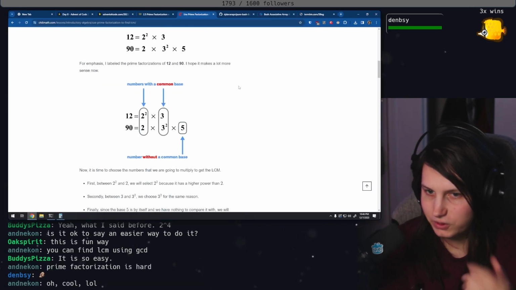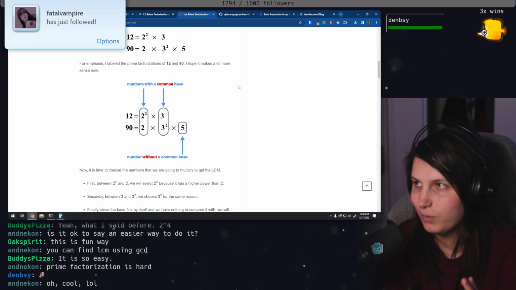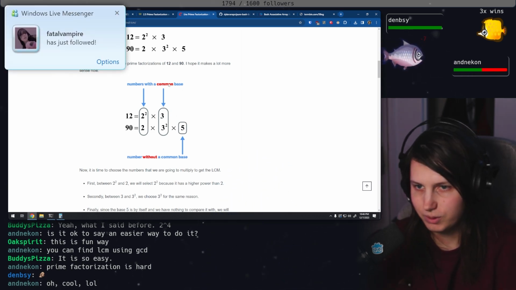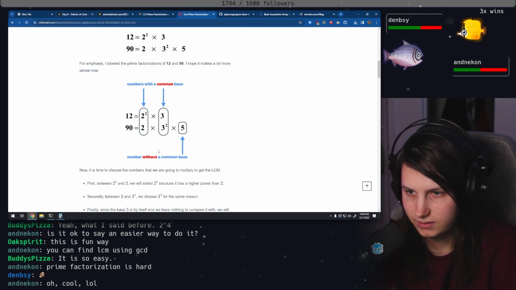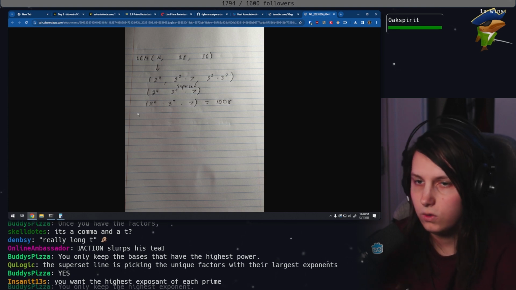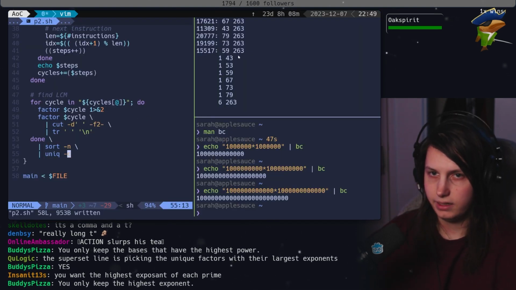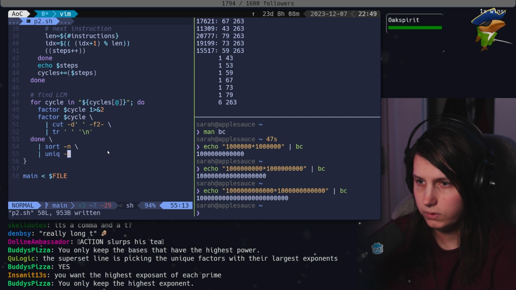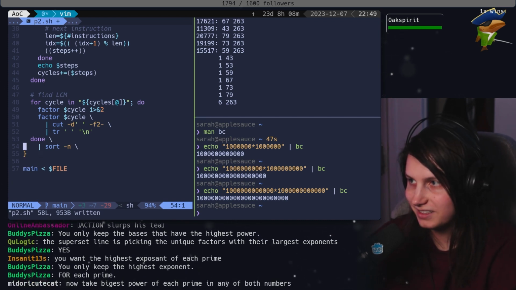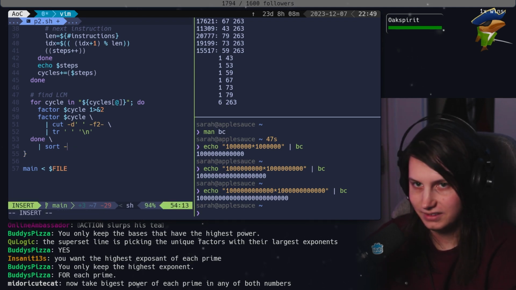Because I feel like this is trivial. I don't understand what exactly they want me to do. Numbers with a common base. Numbers without a common base. You want the highest exponent of each prime. Oh, wait. So the highest exponent of each prime. Okay, wait, yeah. Check this out. We can do that easy. That's the first thing that somebody said that made sense.